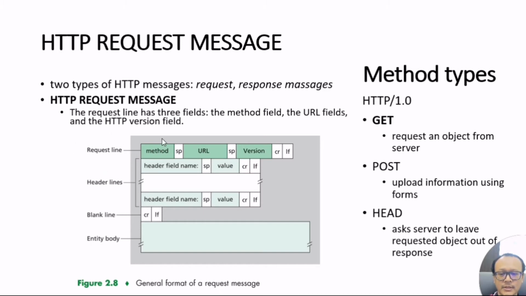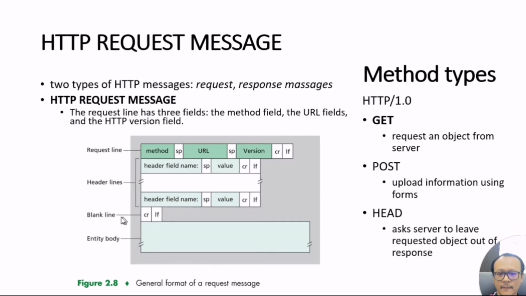In method, there are a few types. The ones that I show you are just the normal or frequent methods used in HTTP. GET, for example, is to request an object from the server. POST is to upload information using a form, and so on. The URL is the URL of the requested website, and version is the version of HTTP.